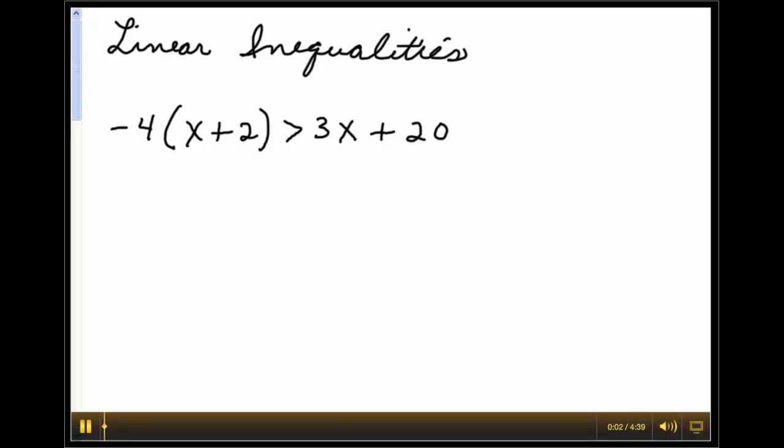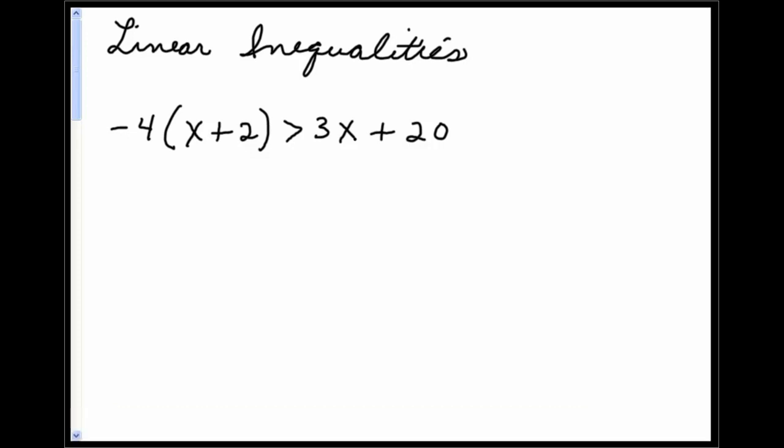Linear inequalities are solved very similar to linear equations, except here we have an inequality symbol. So the first step is to remove the parentheses by distributing the negative 4. So we'll have negative 4x minus 8 is greater than 3x plus 20.